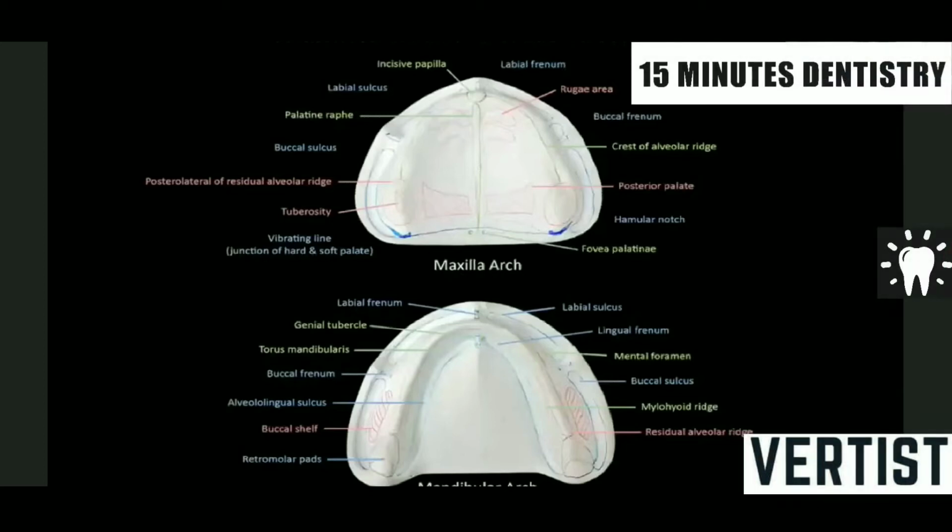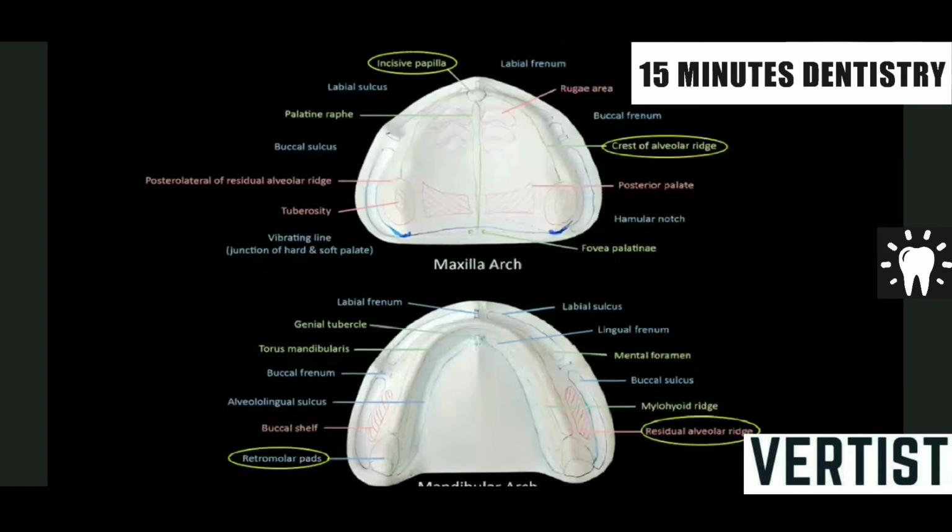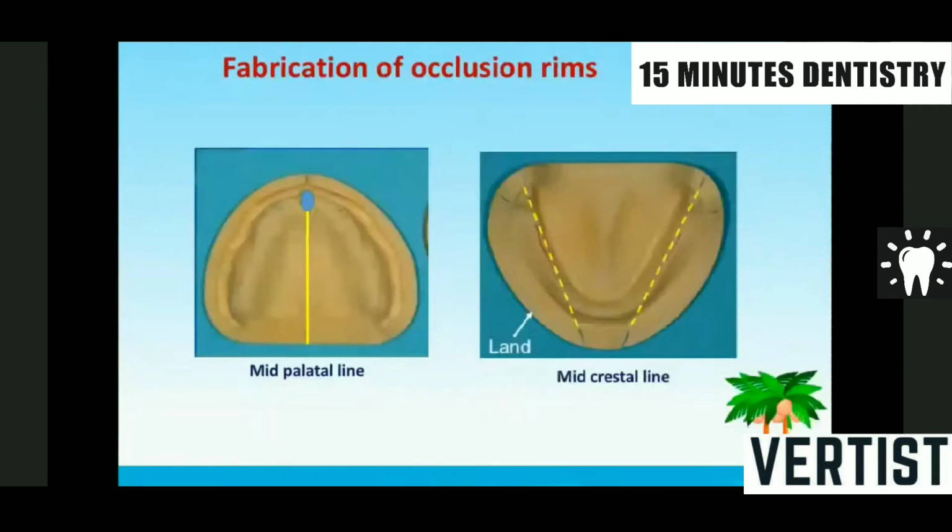So anatomical landmarks of the maxillary and mandibular arches have been extensively covered by Dr. Ajay, so I am not going to go into detail, but I am going to emphasize these 4 factors: in the maxillary arch, the incisive papilla and crest of the alveolar bone, and in the mandibular arch, the retromolar pad and the residual alveolar bone. So let us go ahead with the fabrication of the occlusal rims.